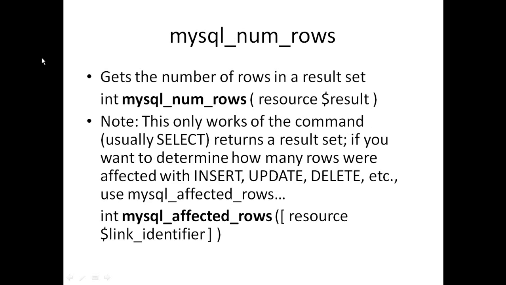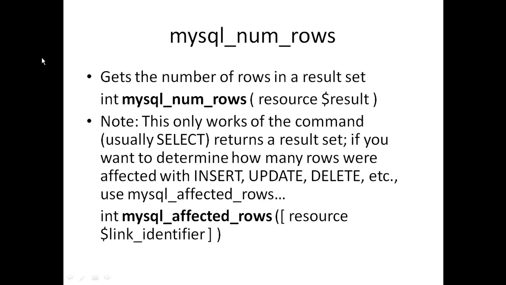Now we'll talk about different functions that you can do with the MySQL resource that comes back from mysql_query. You can do mysql_num_rows, which will allow you to get the number of rows in the result set. It returns an integer, and you pass it the result resource, which comes from mysql_query.